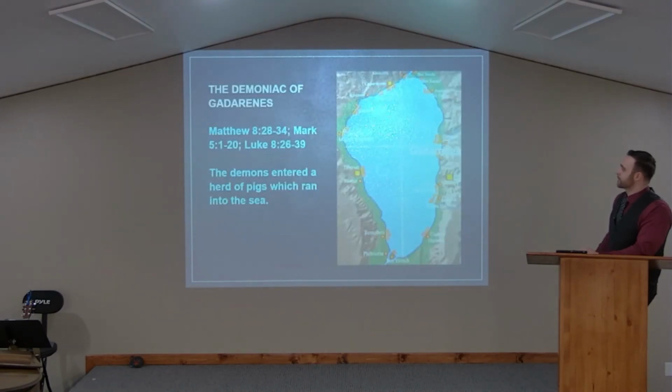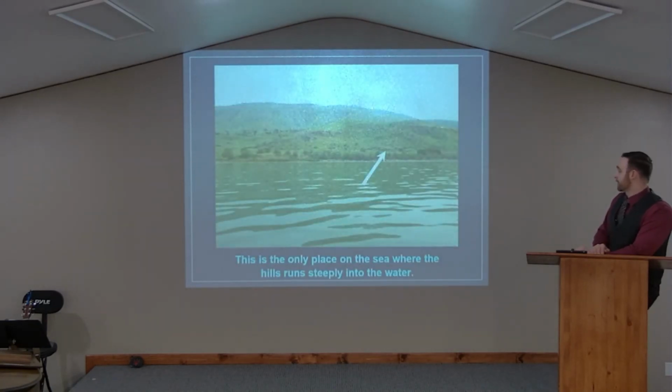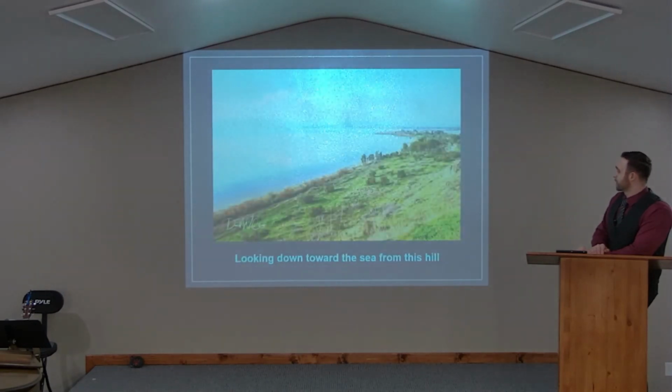You guys remember the story of the demoniac with the pigs that ran into the ocean? We can also get a pretty good idea of where that was, because there's really just one spot where the land runs right straight into the sea, and that's what it describes in the Bible. So that's right where it would have occurred. And if you look down, it just goes right straight into the water.